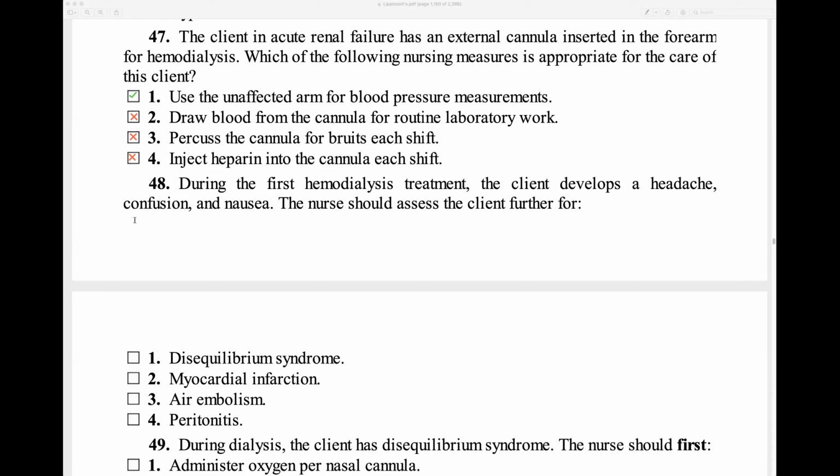Question 48, so this is a learning question. We didn't talk about it yet, but we'll use this question to learn from it. During the first hemodialysis treatment, the client develops a headache, confusion, and nausea. The nurse should assess the client further for what is the correct answer?